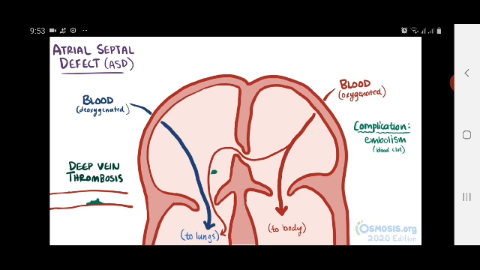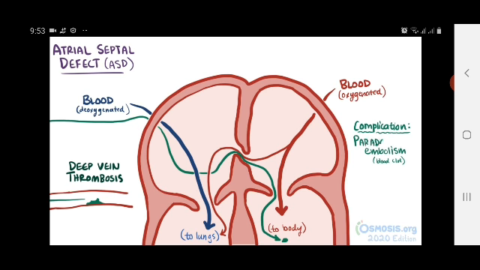It's possible that the embolus crosses over to the left side, in which case it can enter the systemic circuit and potentially lodge in the brain. This situation is called paradoxical embolism. Paradoxical because the embolus starts off on the right side, but then crosses over into the left side.